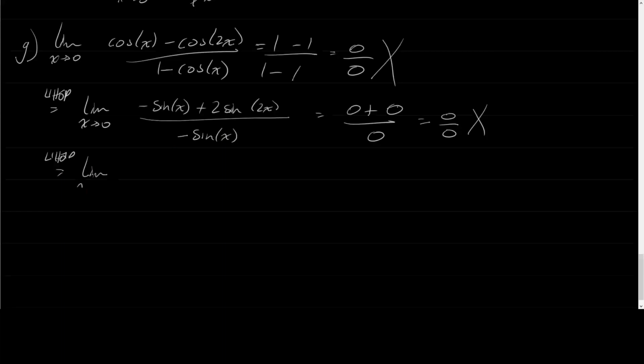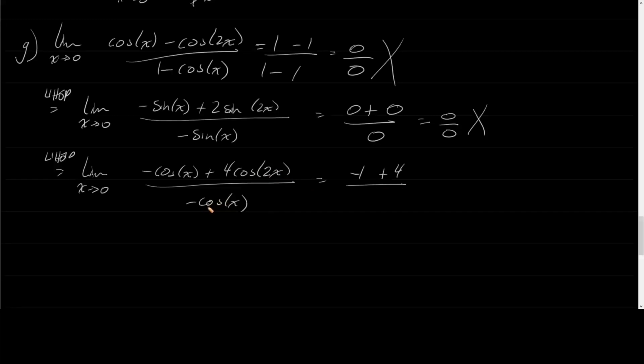And I end up with the limit as x approaches 0 of the derivative of sine is cosine. For similar reasoning, we get 4 cosine of 2x over negative cosine of x. And now let's plug in that 0. When I plug in that 0, cosine of 0 is 1. So I end up with cosine of 2 times 0, 1 again. So 4 times 1 is just 4. And on the bottom, cosine of 0, that's just 1 again. But we have this negative out here. So I have negative 1.